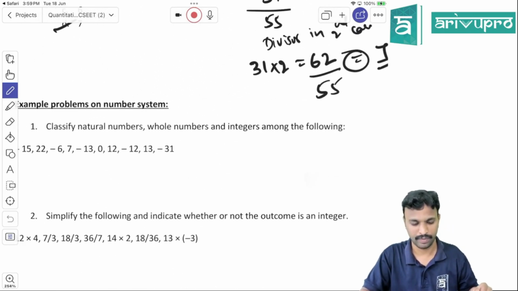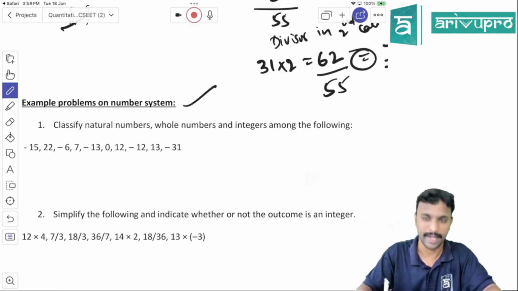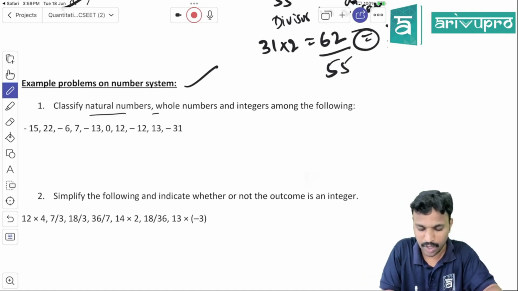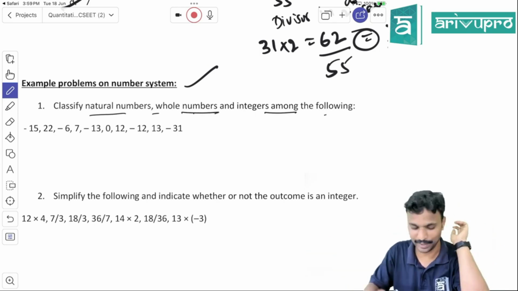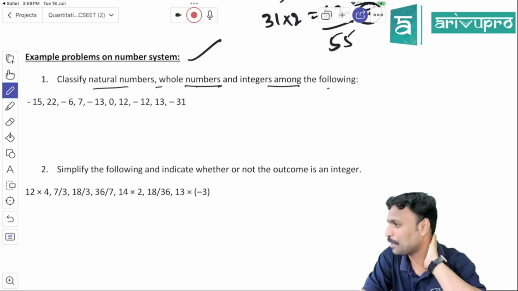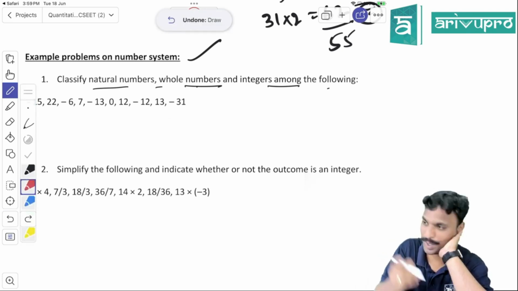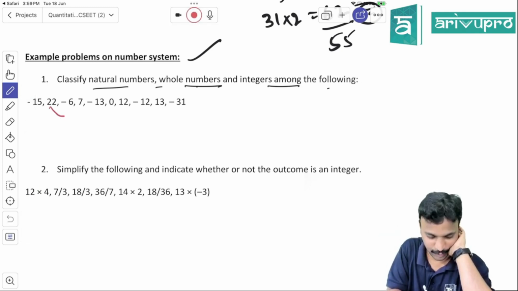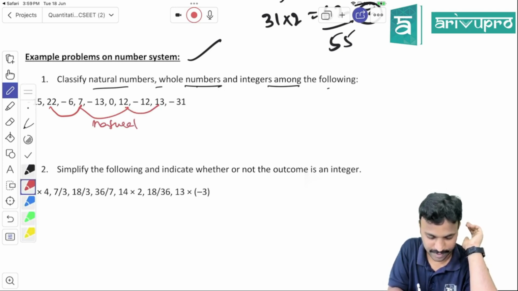Now let's take example problems on number system. Whatever concept that we have covered so far, let us discuss the questions. Classify the numbers as whole numbers, integers, natural numbers from the following. So tell me, what are natural numbers here? 22, 7, 12. I'll just number it with different ink. Natural number, red ink. 22, 7, 12, 13 are natural numbers.